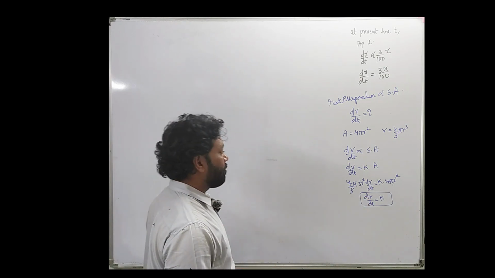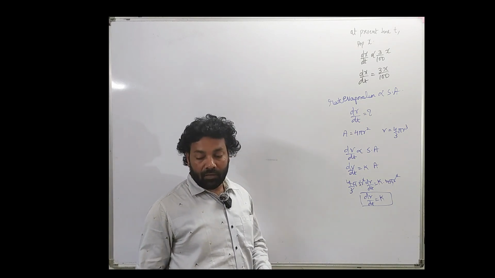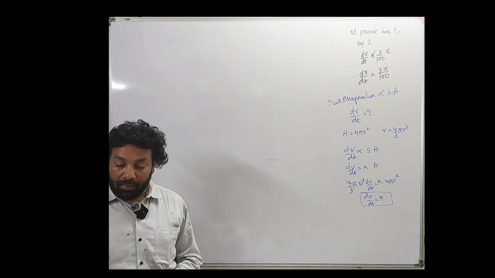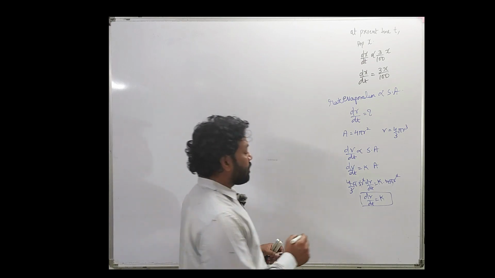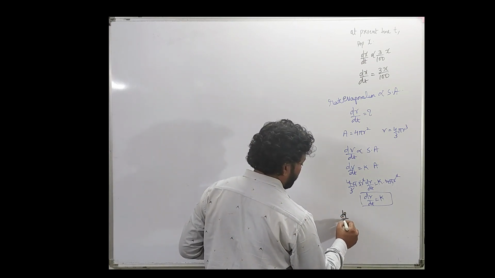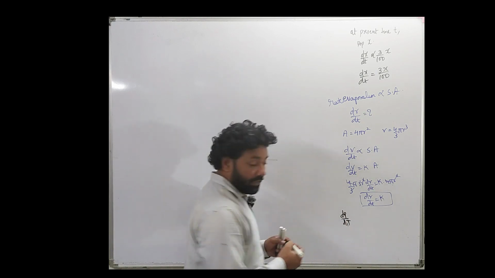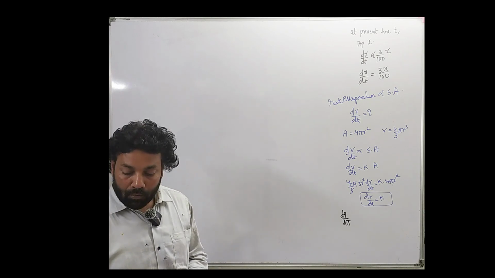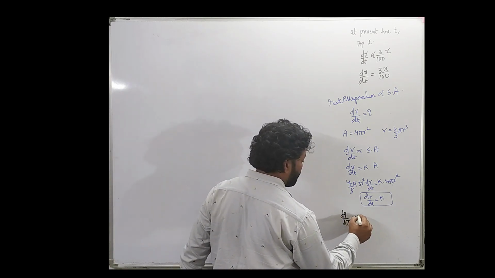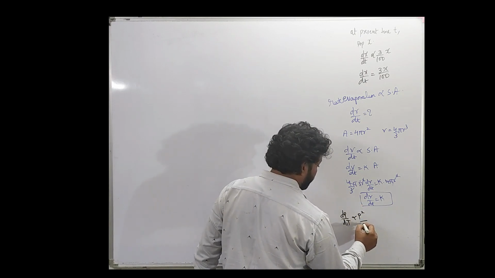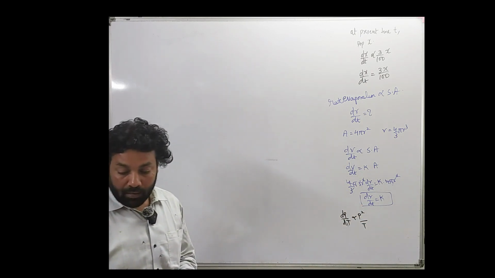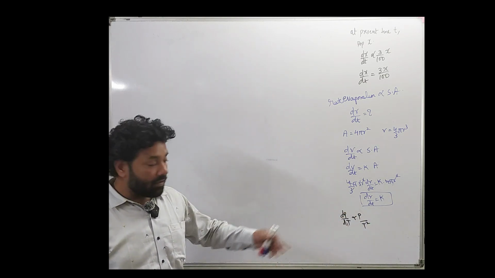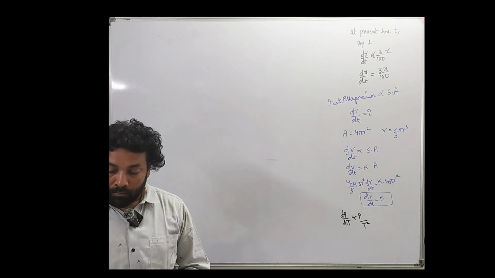So the next question we have is that for a certain substance, the rate of change of vapor pressure with respect to the temperature, dP by dT, is proportional to the vapor pressure and inversely proportional to the square of the temperature. So the question is decoded in the mathematical format.